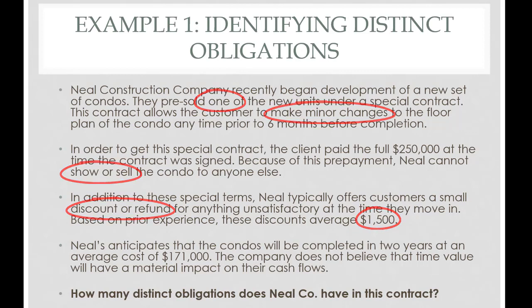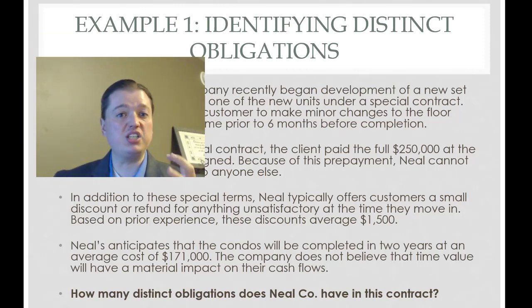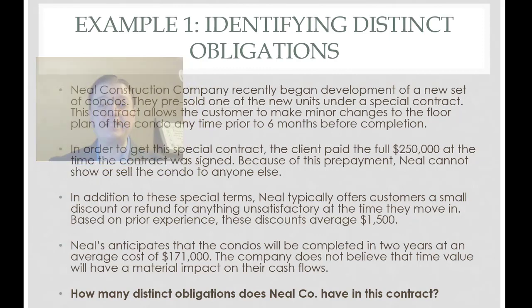In exchange for this, they've agreed to pay us $250,000 at the time they signed the contract. We think we can complete it in 2 years at an average cost of $171,000. So how many obligations does Neal Construction Company have to their client in exchange for this $250,000? And again, right now we're just looking for all of the obligations. Then we'll look at specific obligations or distinct obligations after we've got a full list.